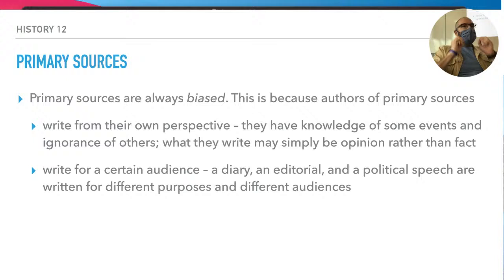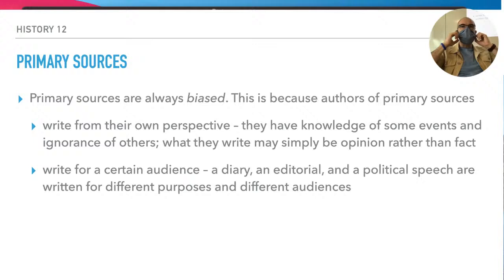Okay, so if that's a primary source, what's a secondary source? For example, a newspaper describing someone's life. Right. Yeah, exactly. So a secondary source will take a primary source or a bunch of primary sources and tell the story based on them, right?